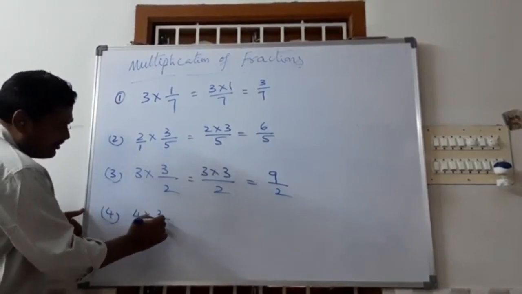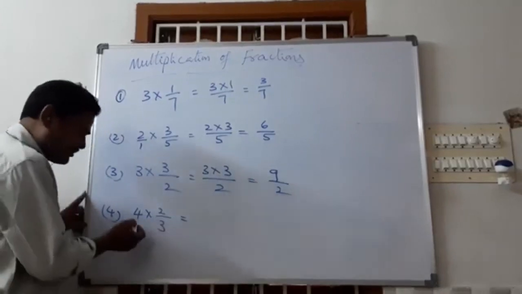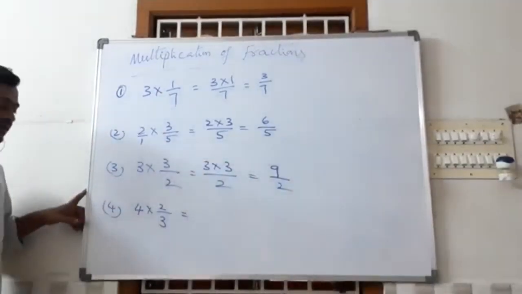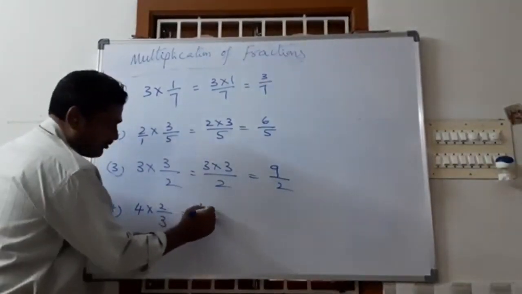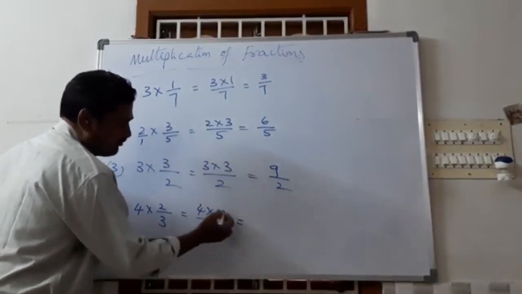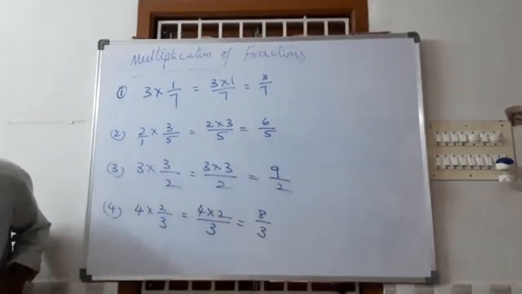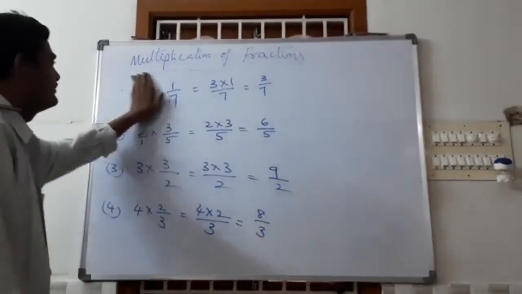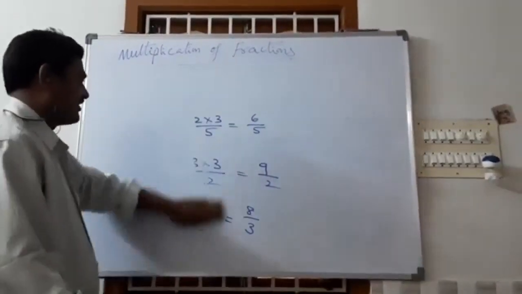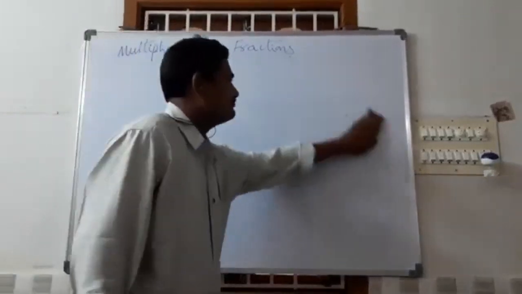Another example. 4 into 2 by 3. Now what are the numerators here? 4 is one numerator and 2 is another numerator. Now 4 into 2, the denominator is 3. So that equals 4 2s are 8 by 3. 8 by 3, we can do it like this. So this is the first model of the multiplication of fractions: a whole number and a fraction.